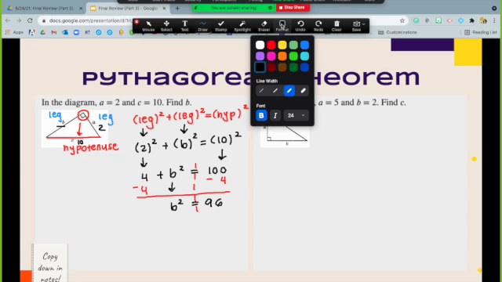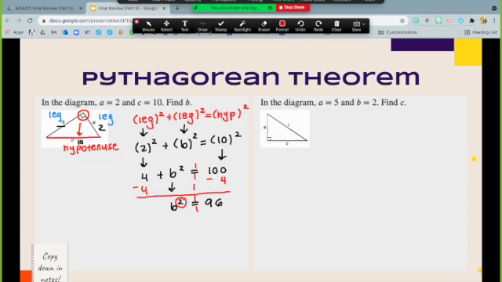And then I want to get rid of the square, and the opposite of squaring is to take the square root on both sides of the equation. When I do that, I get B equaling the square root of 96, which is 9.798. That would be my final answer. Okay.